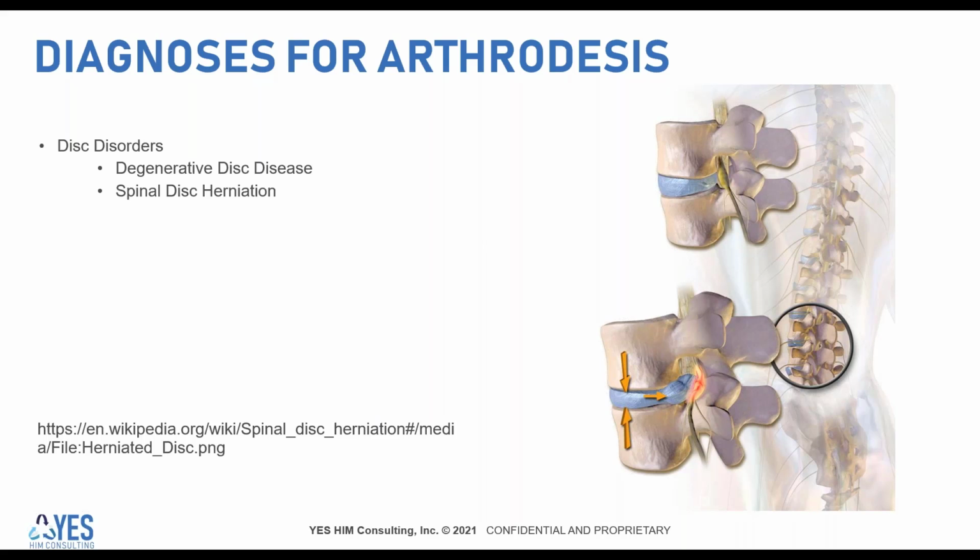Spinal disc herniation, you may have heard this as a slipped disc, and that really is a tear in the disc. And I have a picture here on the right-hand side. On the top is a typical disc. On the bottom is a herniation. And you see on the right there really is that tear that is pushing against a nerve that would, of course, cause the patient some pain there.